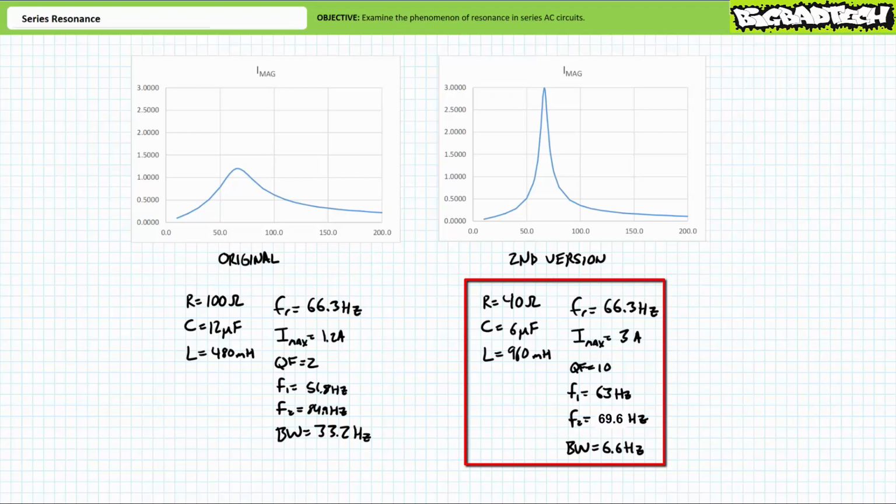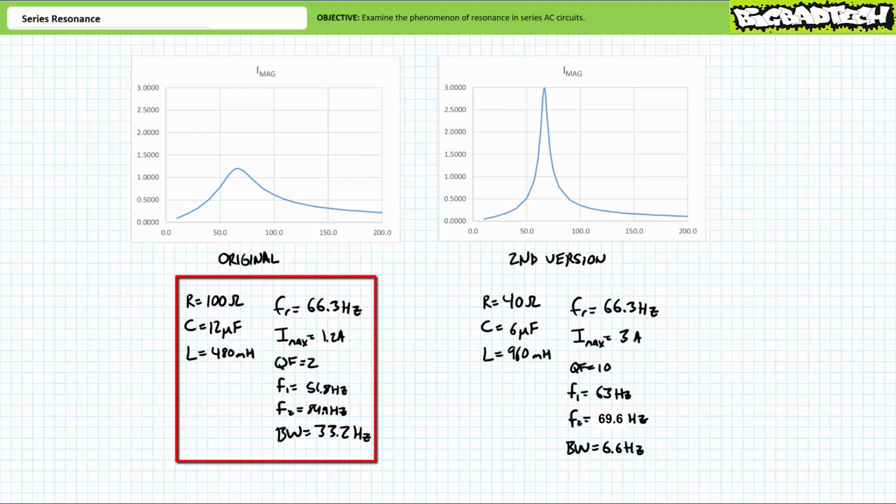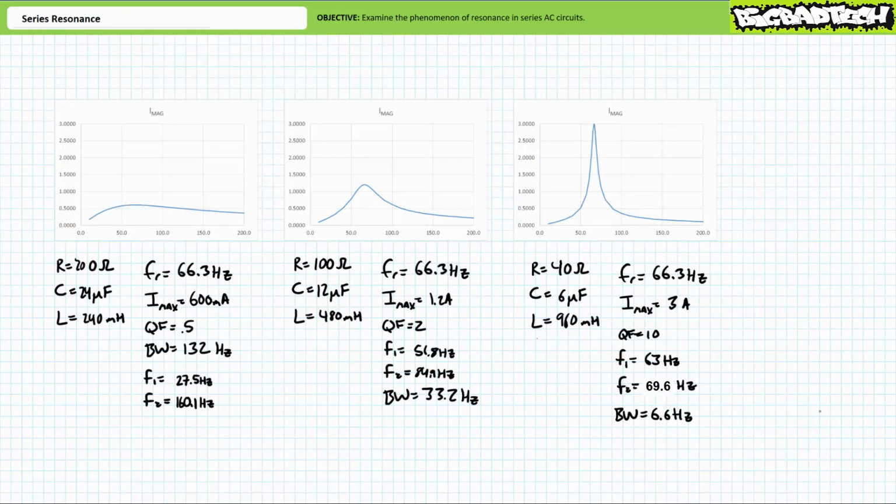Series resonant circuits with smaller resistors, larger inductors, and smaller capacitors have higher quality factor values, smaller bandwidths, and as a result are more selective. Conversely, series circuits with larger resistors, smaller inductors, and larger capacitors have lower quality factor values, larger bandwidths, and as a result are less selective. To reiterate this concept, consider these 3 plots of source current as a function of frequency for 3 different circuits.